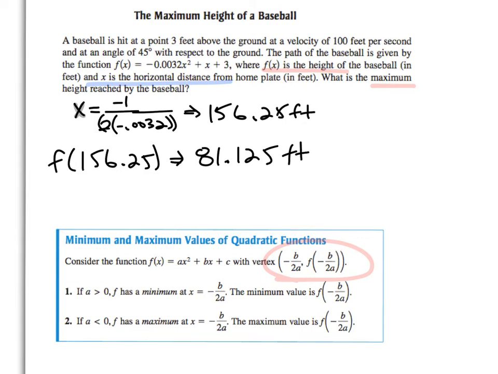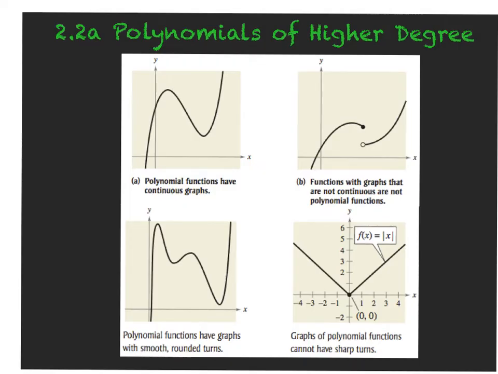81.125 feet. All right, so what that tells me is that at 156 feet over from hitting the baseball, it goes up to 81.125 feet. All right, so that's what it's actually doing. That's another way to find the vertex without putting it in vertex form. That's actually what you guys did in Algebra 1. All right, so now we're on to 2.2, polynomials of higher degrees.